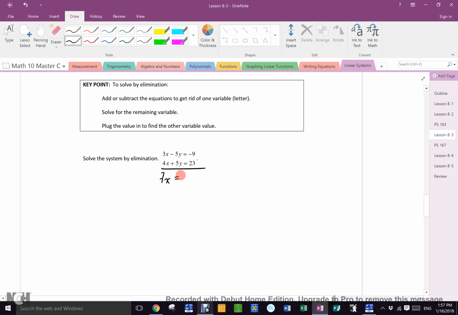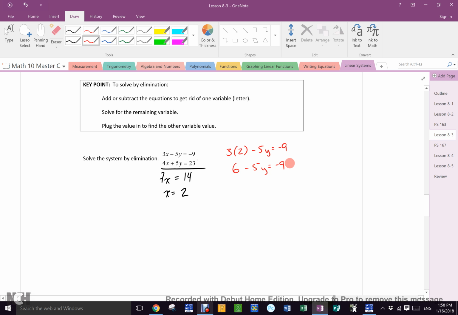7x equals 14. So what does x equal? 2. When x equals 2, what does that mean I could write there if I wanted? What about there? Would it matter which one I used? No. Which one do you want to use? The first one? Let's use the first one. So it's not 3x. What is it now? 3 times 2 minus 5y equals -9. What's 3 times 2? Minus 5y equals -9.